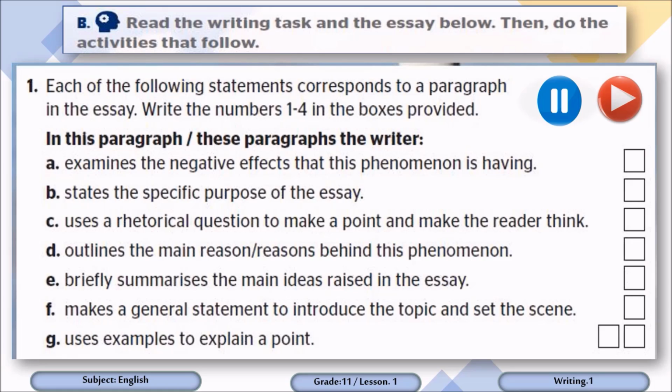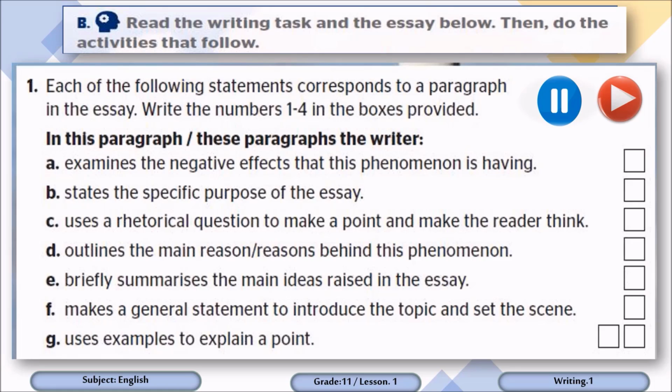Dear students, what we simply want you to do is to read the sentences A to G. Read them carefully. After that, refer to the essay, read it well. Then you need to write the number of the correct paragraph in front of these sentences. Please pause the video for some time. Get your answers ready. After that, play the video again in order to check your answers.